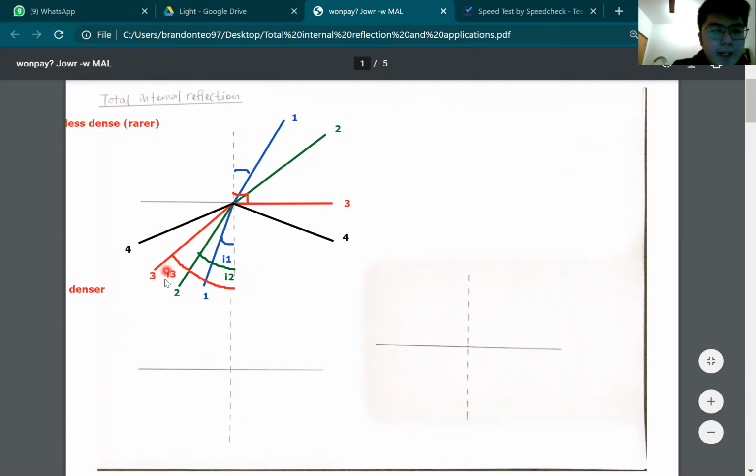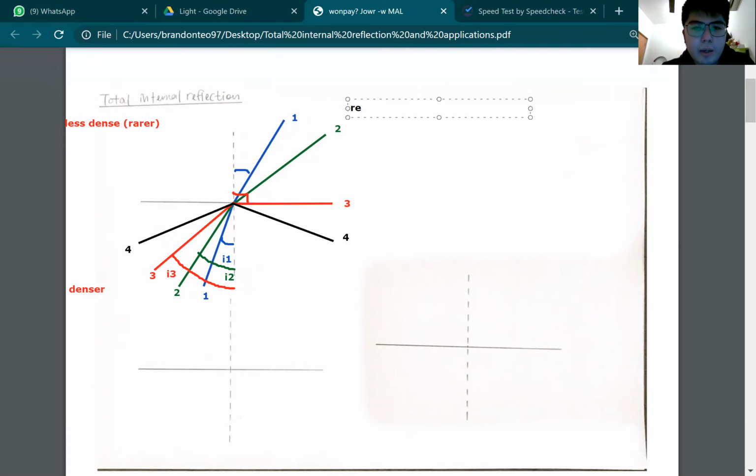So any ray that is smaller goes out the other side. They will undergo refraction. So ray number 2 and number 1 will undergo this process of refraction, the bending of light. Ray number 4, instead of undergoing refraction, will undergo reflection. Two different processes. So this angle is so important. That's why we call it the critical angle.